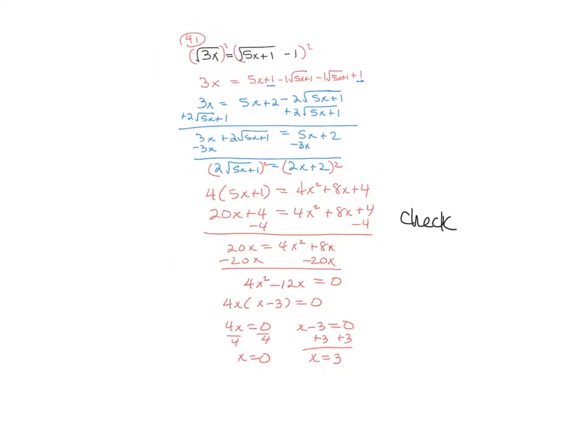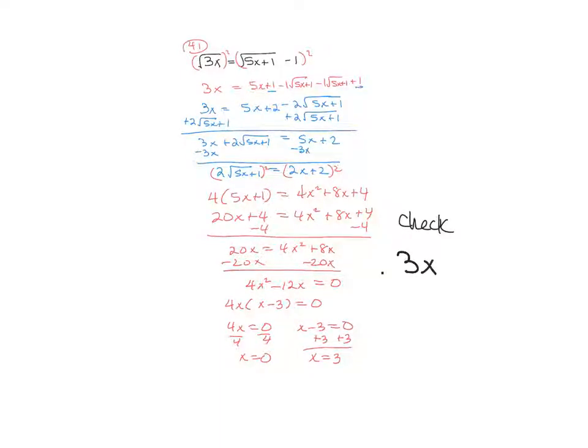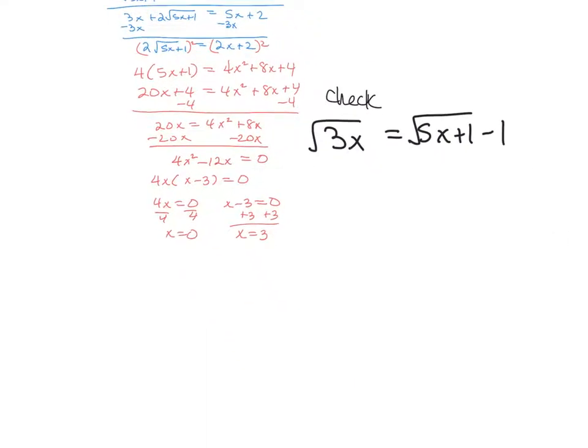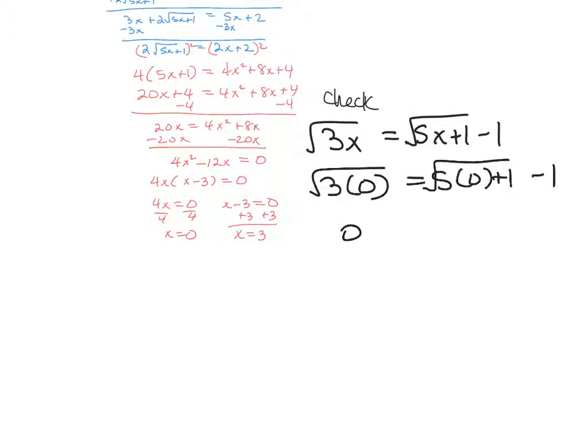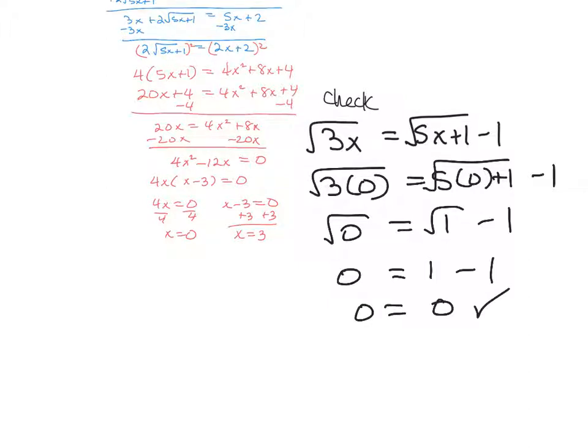And again, my original problem was the square root of 3x equals the square root of 5x plus 1 minus 1. So we can plug in 0. 3 times 0, 5 times 0 plus 1 minus 1. This gives me the square root of 0, which is 0. Here, 5 times 0 is 0. Square root of 1 is 1. 1 minus 1 is 0. This checks. So x equals 0 is a good solution so far.